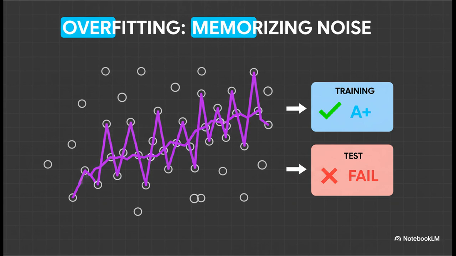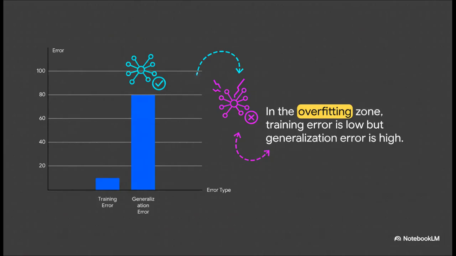This is the student who doesn't just learn the concepts, they memorize the exact wording of every single practice question. So they get a perfect score on the practice test. But then when the final exam asks the same questions in a slightly different way, they completely fall apart. The model hasn't learned the signal. It's just memorized all the noise. And this, right here, is the classic sign of overfitting.